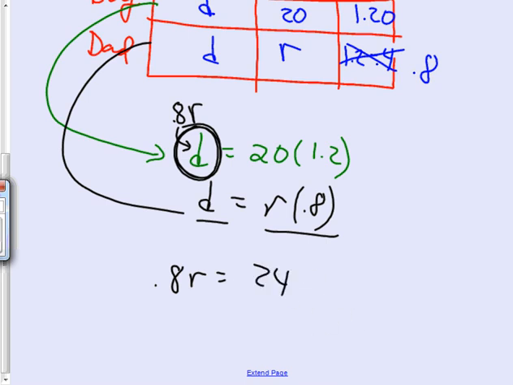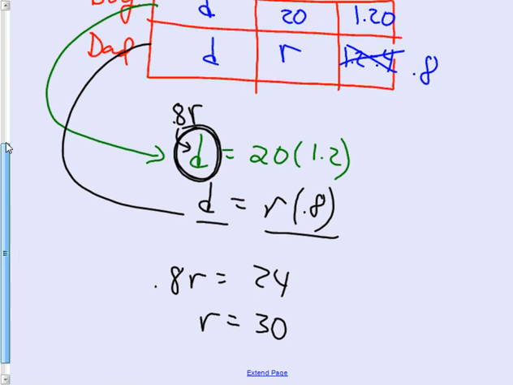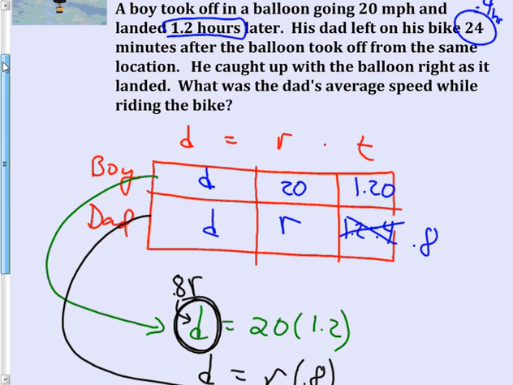Now I divide by 0.8 on both sides. R equals 30. All right. And does that make sense in the context of the problem? We were doing miles and hours, so does it seem reasonable that Dad was going at 30 miles an hour if his son was going at 20 miles an hour?